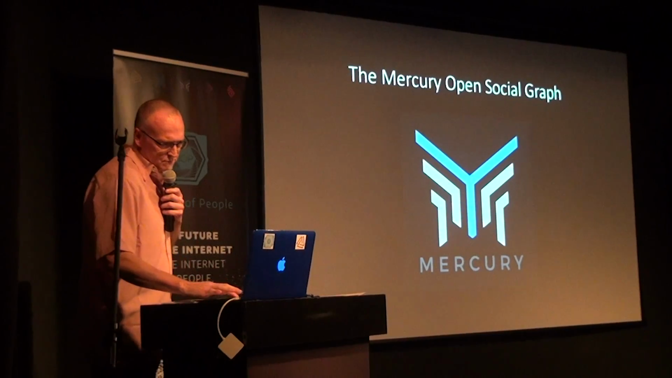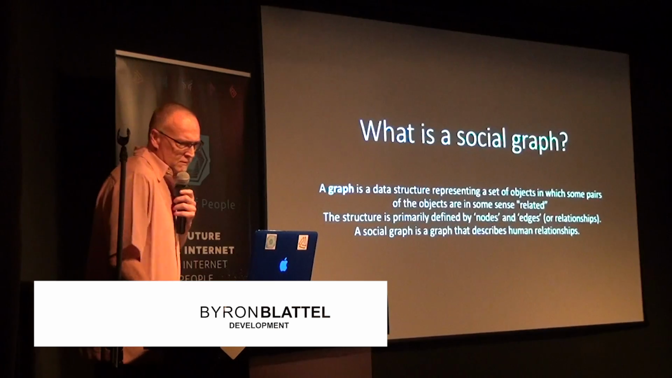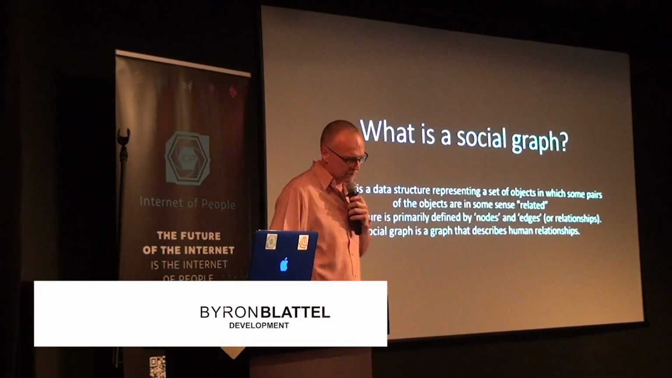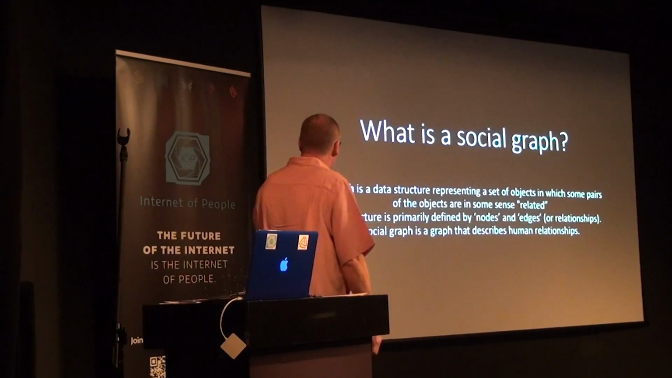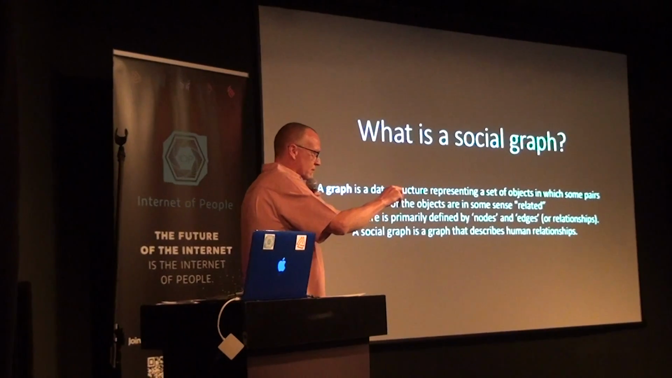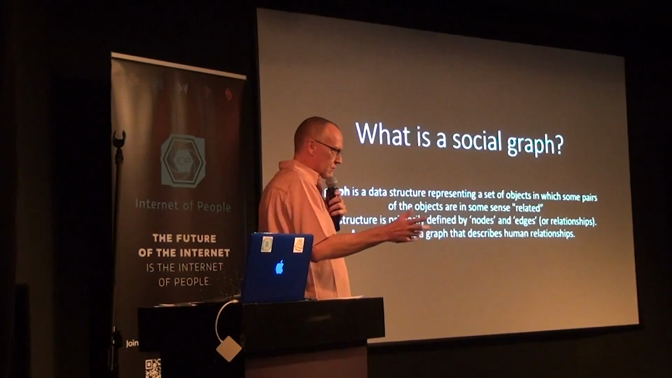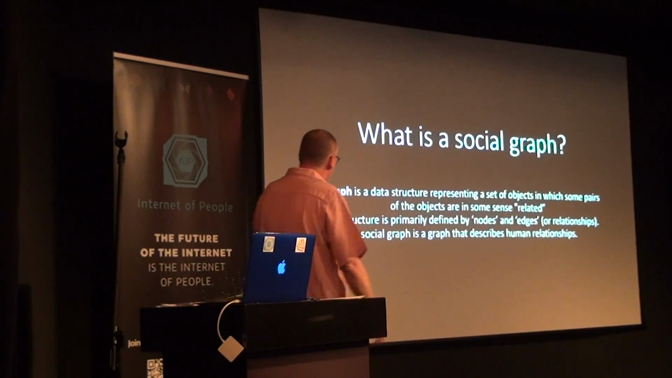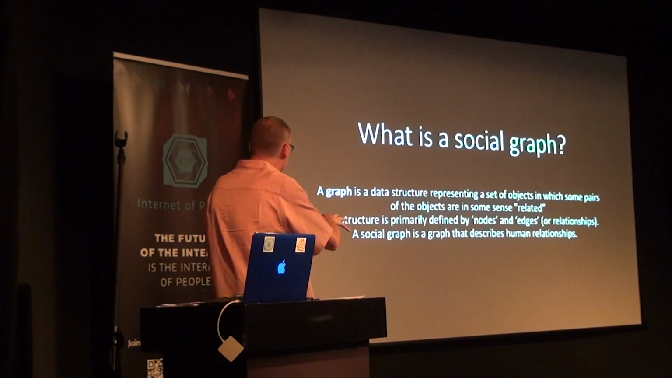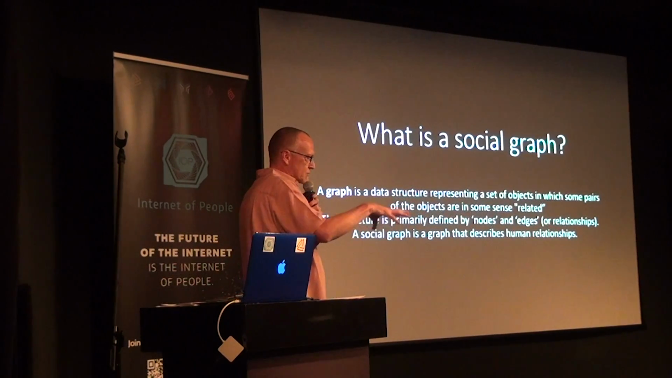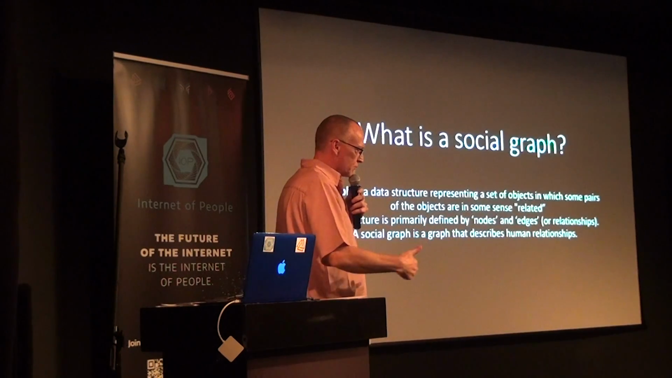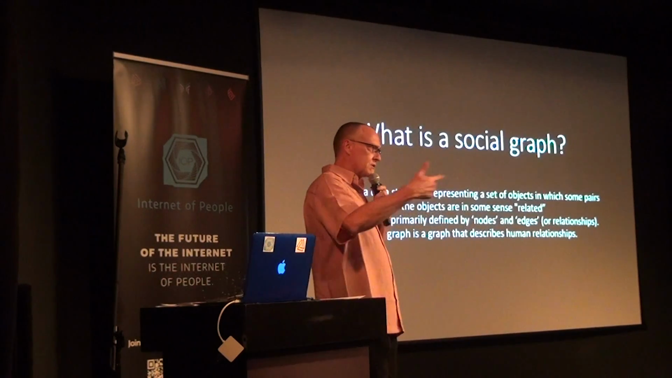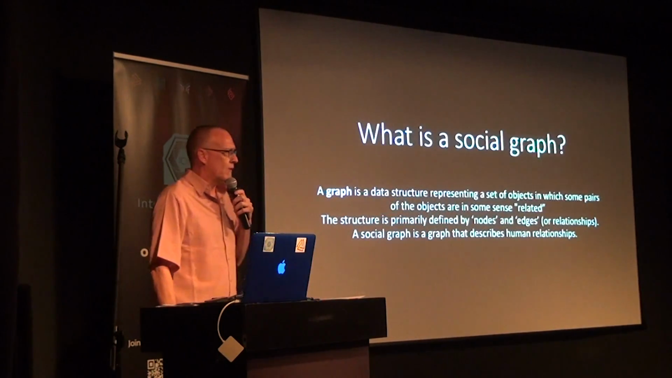A graph is basically a data structure that represents a set of objects that have relationships to each other, and it codifies that in some way. It's primarily defined in graph theory by nodes and edges, which are effectively a relationship. So it defines a relationship between this node and that node. Now a social graph is essentially just a graph that describes human relationships. So when you follow somebody or you like somebody on Facebook or Instagram or whatever, what you're doing is establishing one of those edges in that graph.